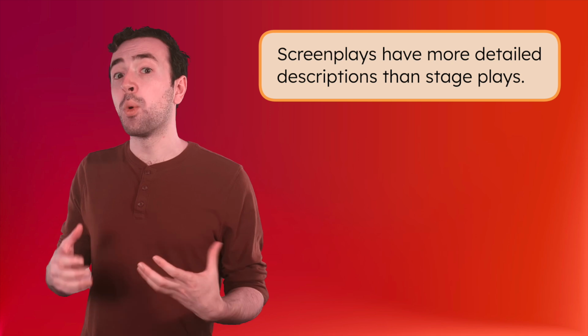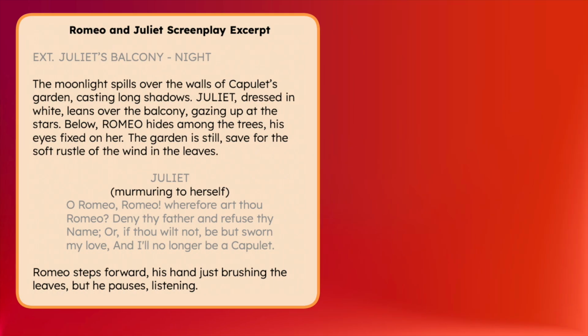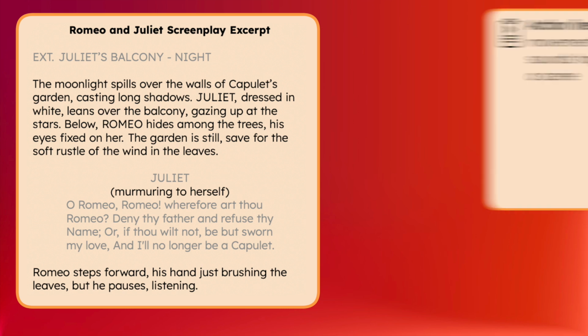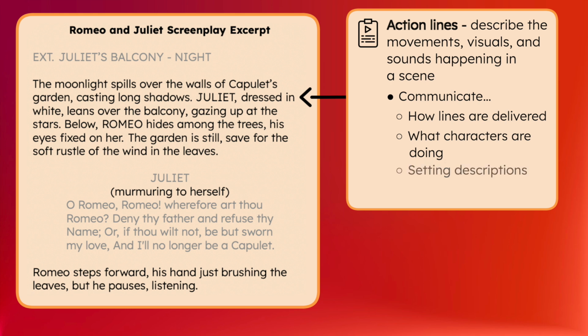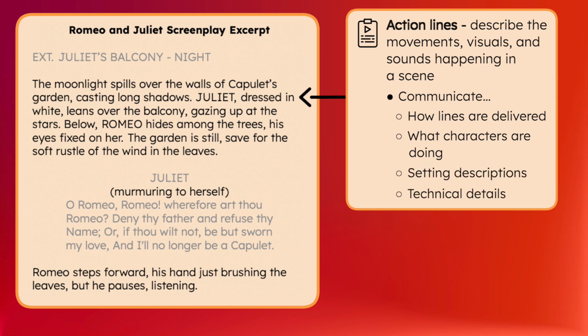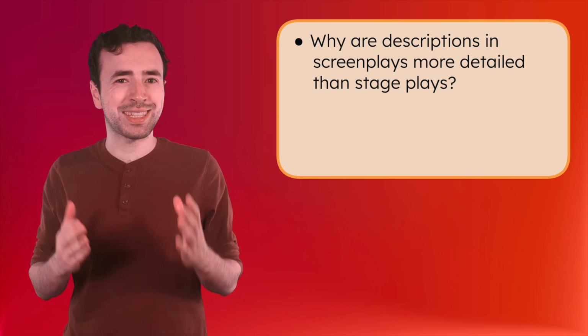You might have noticed that while the dialogue in both excerpts was the same, the screenplay had more detailed descriptions than the stage play. We know plays use simple stage directions, but screenplays use action lines, which are much more detailed. Action lines describe the movements, visuals, and sounds happening in a scene. They can communicate a lot of information, such as how lines are delivered, what characters are doing, and setting descriptions and technical details.